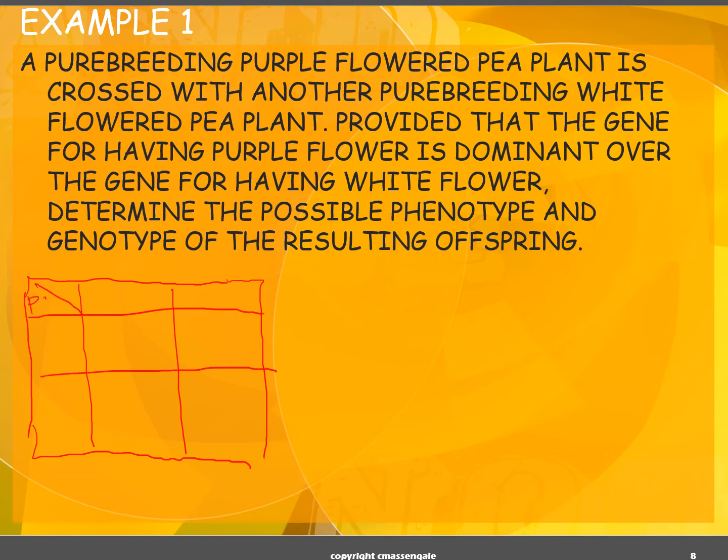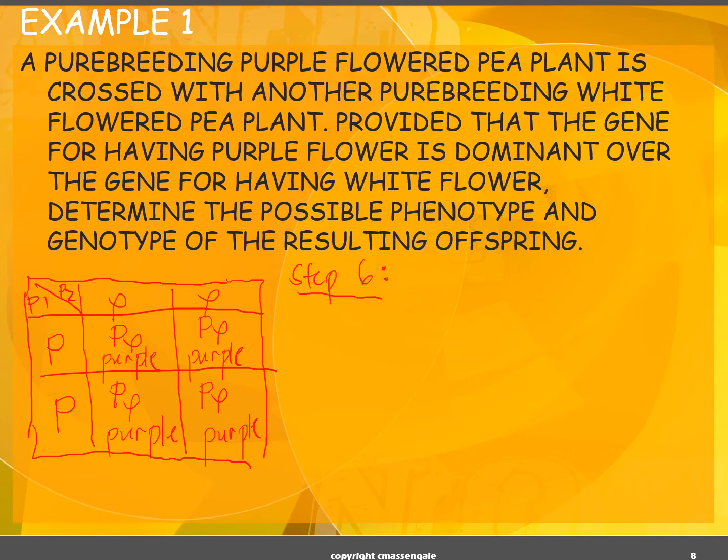So we have here parent number 1, parent number 2, capital P, small letter p, and then small letter p, capital P, small letter p, capital P, small letter p, capital P, small letter p, and then capital P, small letter p, and then their phenotypes. This one is purple. We have here purple. Another one here, purple. And then last one is purple. Okay. Now, let's start with step number 6, which is writing down the genotypic ratio.